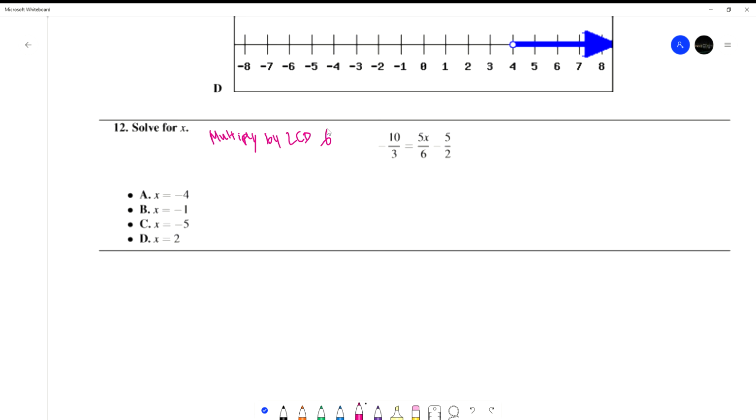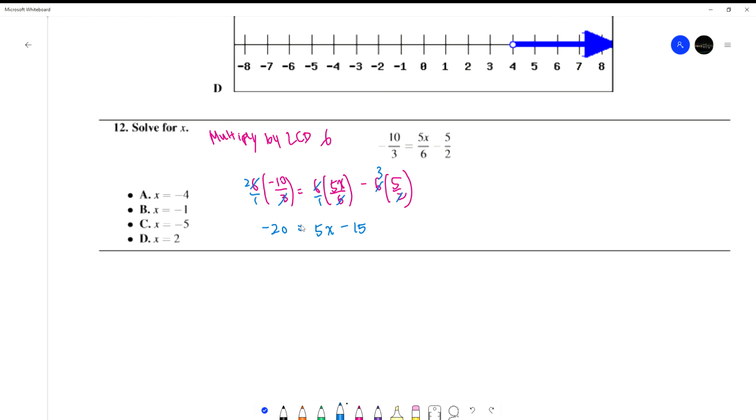I'm going to multiply all the terms by 6. So that gives me 6 times negative 10 over 3 is equal to 6 times 5x over 6, and then minus 6 times 5 over 2. So when I do that, this is over 1, right? So this is 2 times negative 10 is negative 20 is equal to, these cancel out, so you can just get 5x. This is a 3, so minus 15. You see how the fractions are all cleared out? That's what happens when you multiply by the LCD.